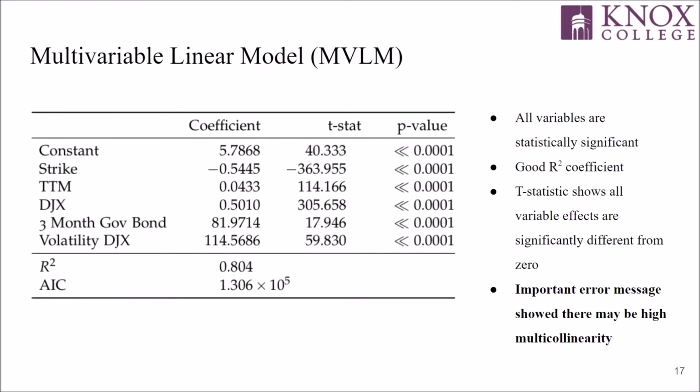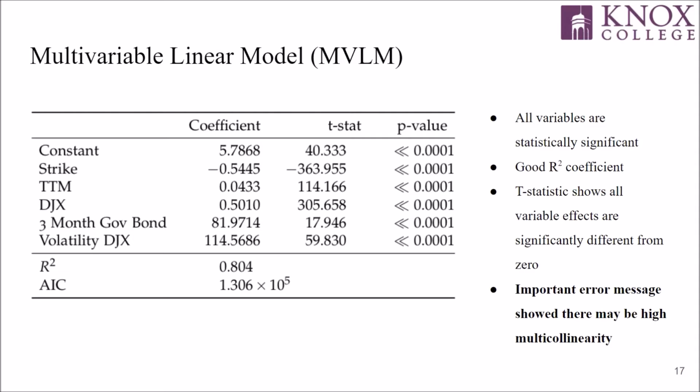So the first one, the multivariable linear model. What you can see on the left here is that we have all the independent variables that we talked about before that are currently used in the Black-Scholes-Merton model. We can see that all the variables are statistically significant here. That's shown by the p-value less than 0.05. We have a nice high R-squared value. The t-statistic shows that all the variable effects are significantly different from 0. That's probably not a great thing for us. But the t-stat and the p-value pretty much talk about the same thing.